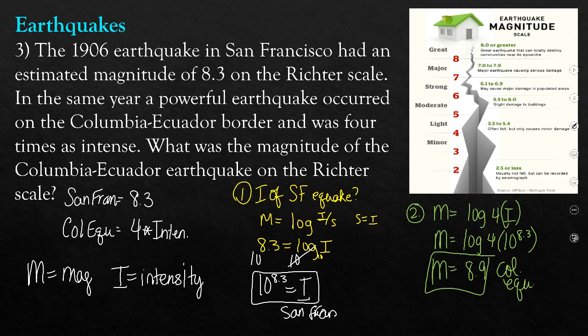So San Fran had a Richter scale magnitude reading of 8.3. And even though the Colombia-Ecuador one was 4 times more intense, like you felt it 4 times worse, it only went up a teeny bit on the Richter scale. At least that's what it looks like, from 8.3 to 8.9.